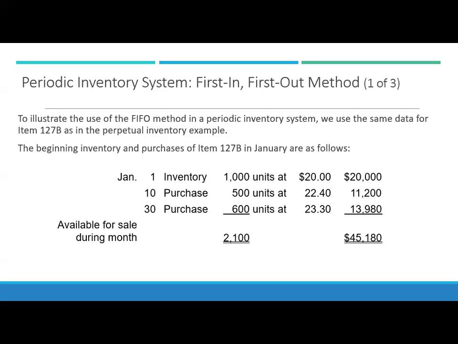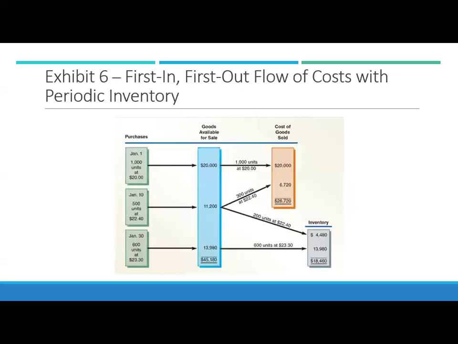We could have also gotten that by taking 1,000 times 20 plus 300 times 22.40. We'll also get there because we sold 1,300 units. We have 800 units left. And so all this is just applying the cost between cost of goods sold and inventory at the end of the period. And so I love this graphic here because it really shows how the 1,000 units gets put to cost of goods sold under the FIFO method. This 500 unit purchase gets split between the two, 300 to cost of goods sold and 200 to ending inventory. And then the 600 units all stays in ending inventory.